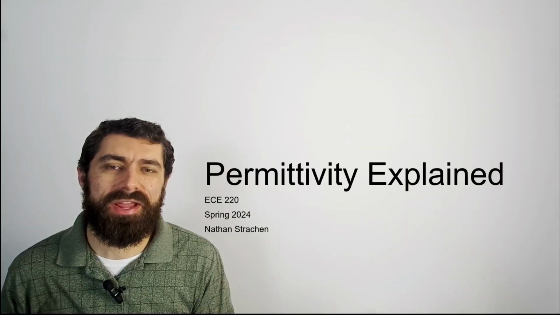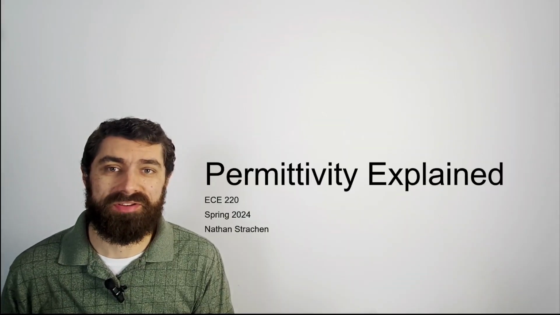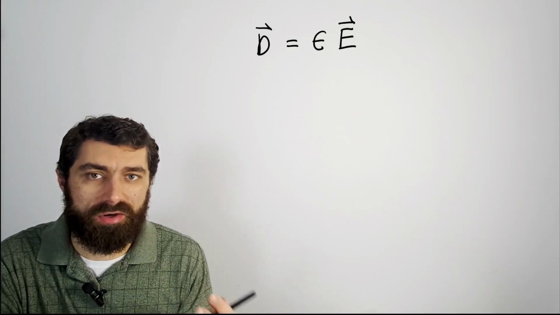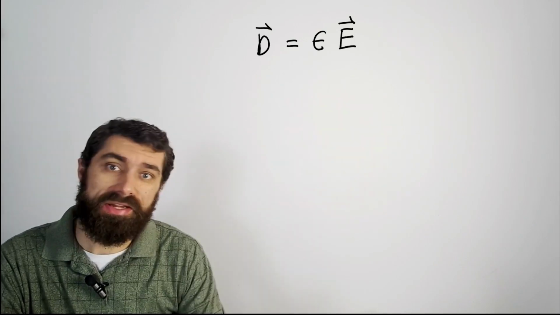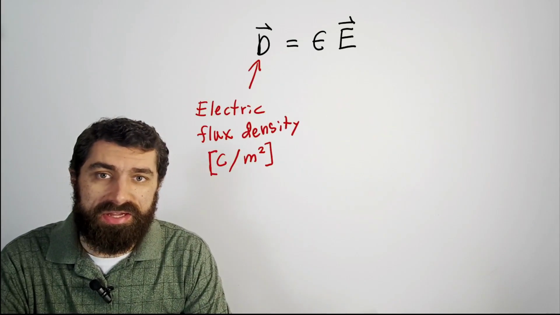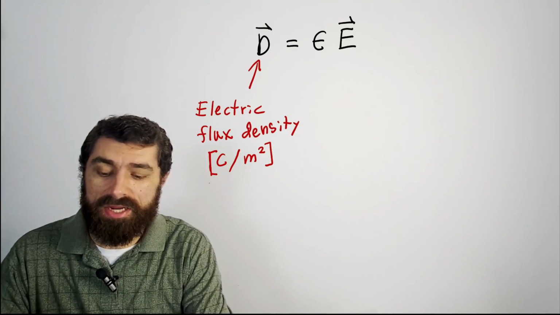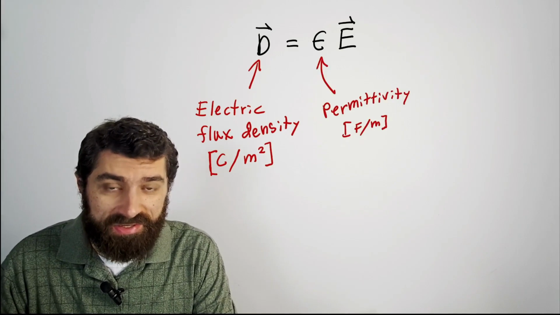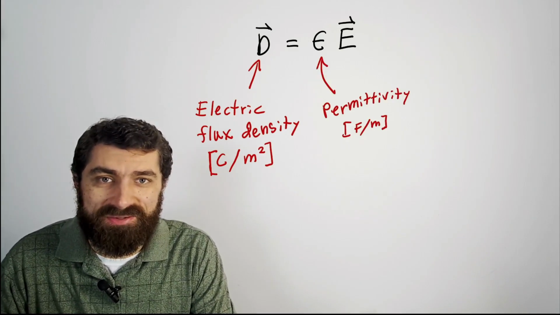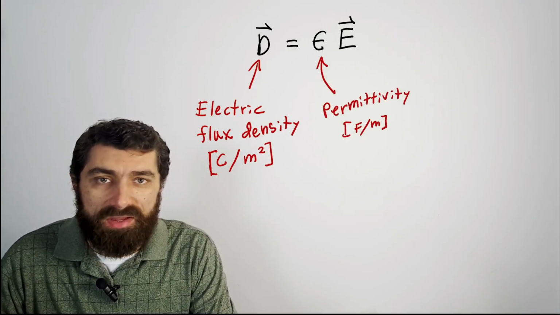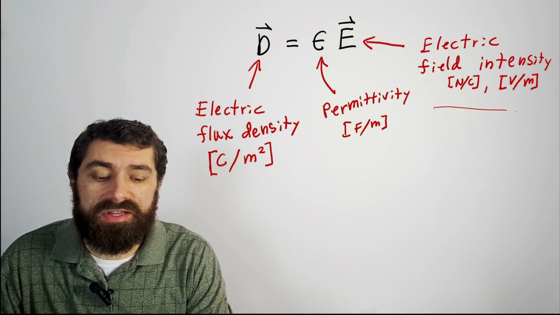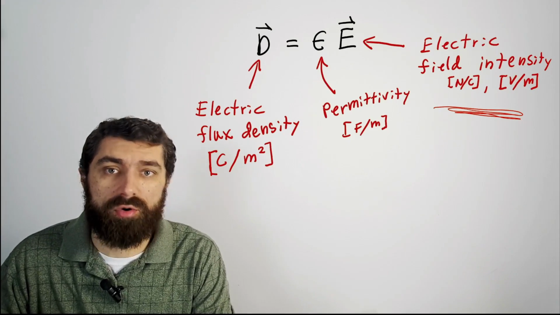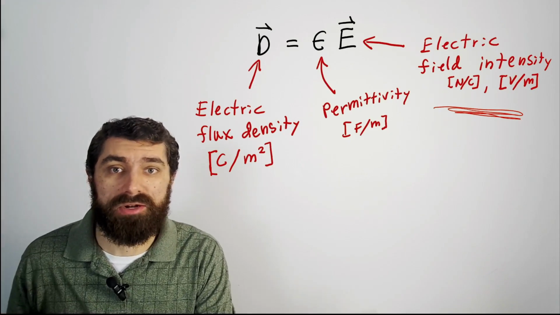Hello everyone. So today I want to talk to you about permittivity. Let me first remind you of our basic equation relating D and E. D is the electric flux density in coulombs per meter squared. epsilon is the permittivity, and we'll talk about what that actually means, in farads per meter. And E is the electric field intensity in newtons per coulomb, or equivalently volts per meter.